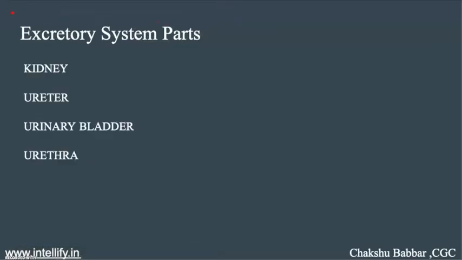These are the main parts of the excretory system. The main parts of the excretory system are kidneys, ureter, urinary bladder, and urethra. Kidneys are two bean-shaped structures which we have seen in the diagram. They are two in number. Ureter is the pipe or the tube which connects the kidney to the urinary bladder. Urinary bladder, from the name we know, is a bladder which stores urine. Urethra is the opening through which urine is excreted.